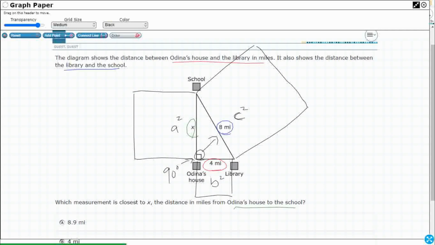All right, so how can we figure this out? Well, a squared plus b squared equals c squared. I know my b and my c, so I'm going to say a squared plus 4 squared, because that's my b, equals 8 squared. That's my c. Let's just go ahead and get rid of the squares. So a squared plus 16 equals 64. Now, how do we isolate the variable? Well, we know how to do that. We're going to subtract 16 from both sides.